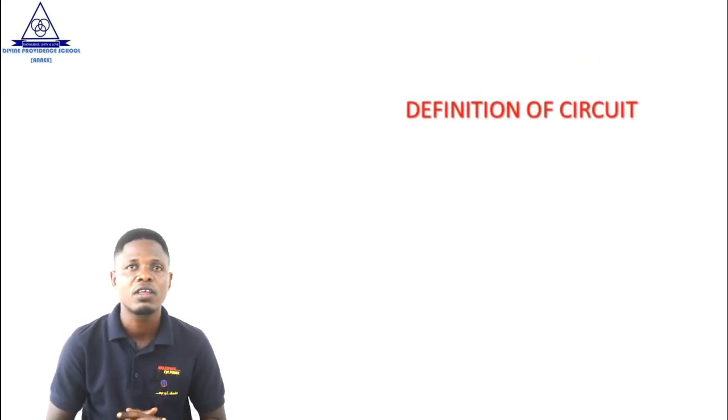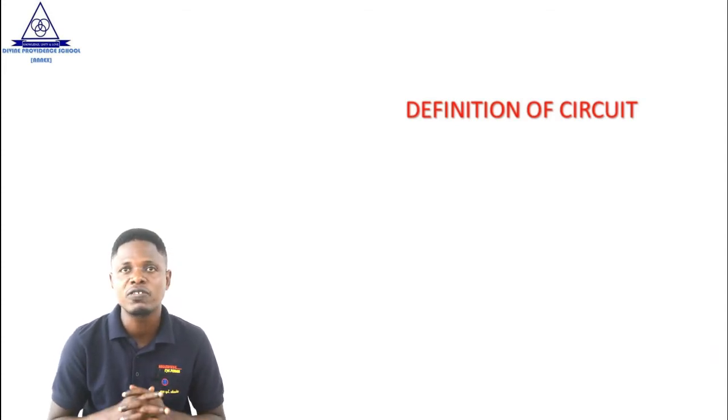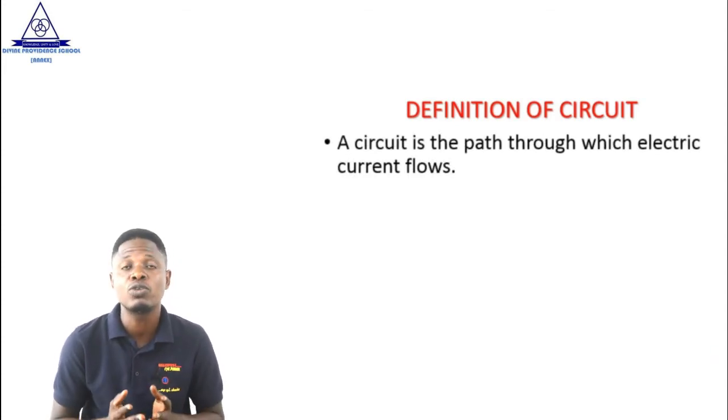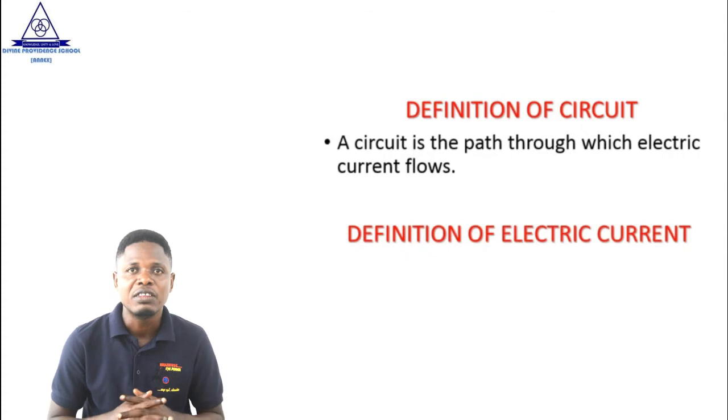The first word that I would like to define to you as you evolve into the lesson is circuit. When we talk of circuit, what do we mean? A circuit is the path through which electric current flows. Did you get it? A circuit is the path through which electric current flows. Wonderful.